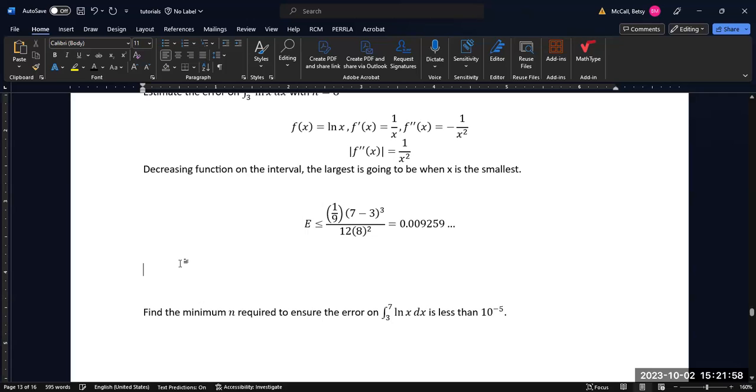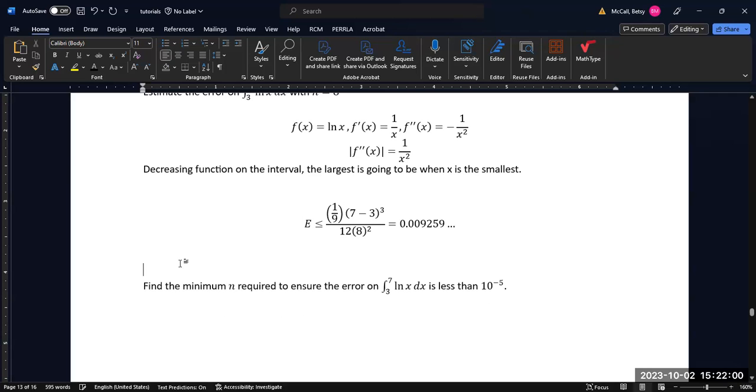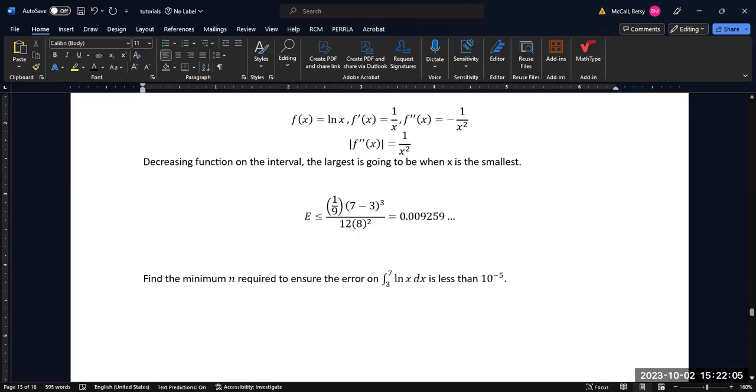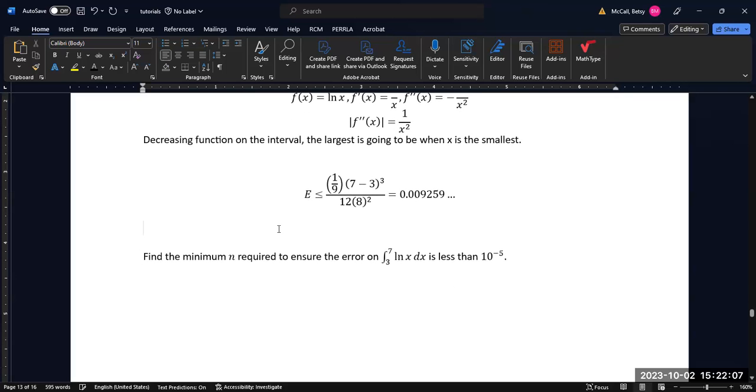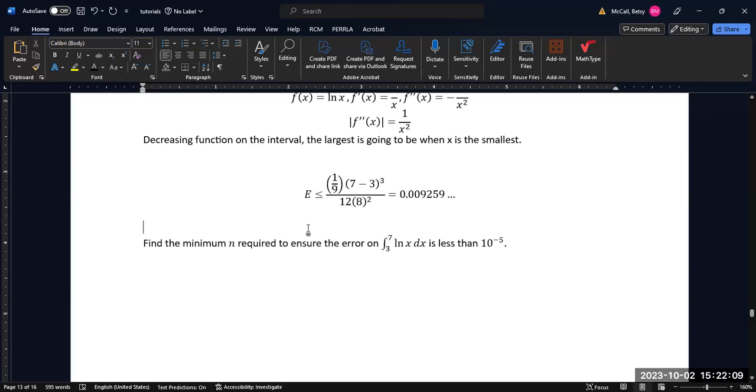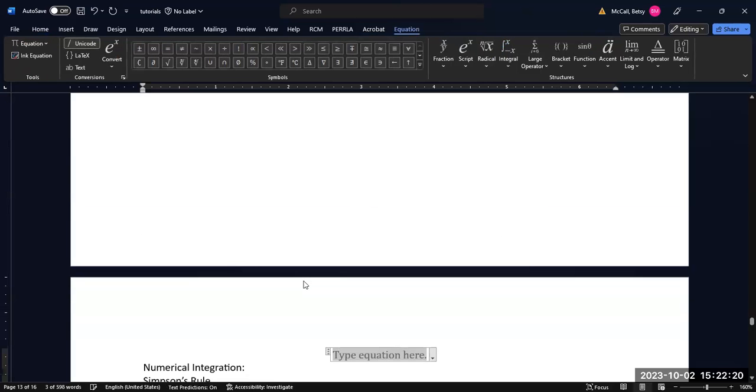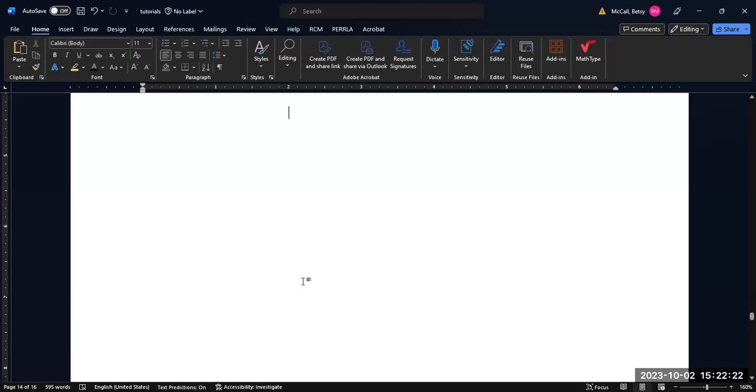Now, the second potential application for this kind of formula is to find the minimum n needed to get a specific kind of error. And so for that purpose, we're going to have a very similar expression here, except that we're going to be looking for n.